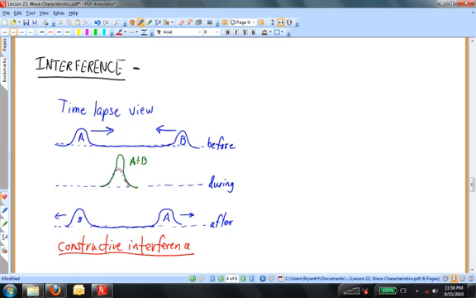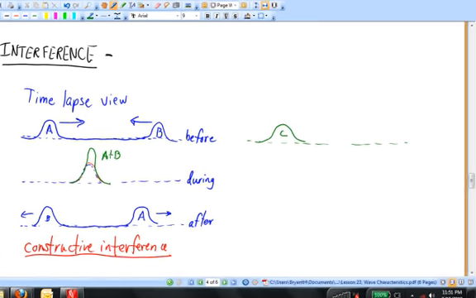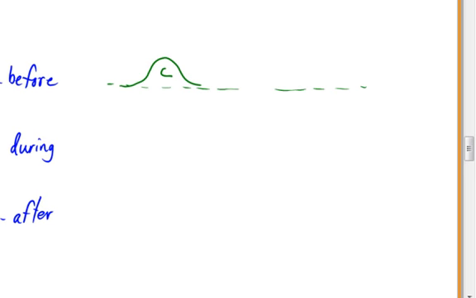What happens if I have two waves of opposite phase come towards each other? Let's sketch that series of diagrams. Again, a time-lapse view. There's the equilibrium position. I have a crest that's traveling to the right that I'll call crest C.